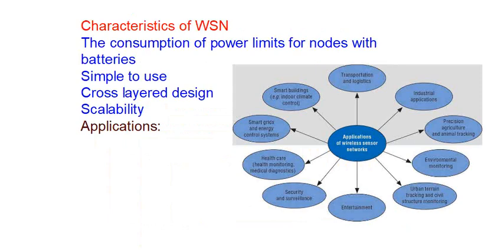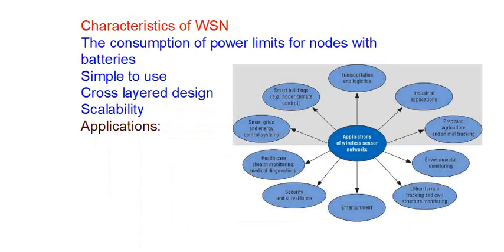Then the characteristics, which are not that difficult. The consumption of the power limits for the nodes with batteries. So what exactly is the meaning of this: the consumption of the power limits for the nodes with batteries, right?